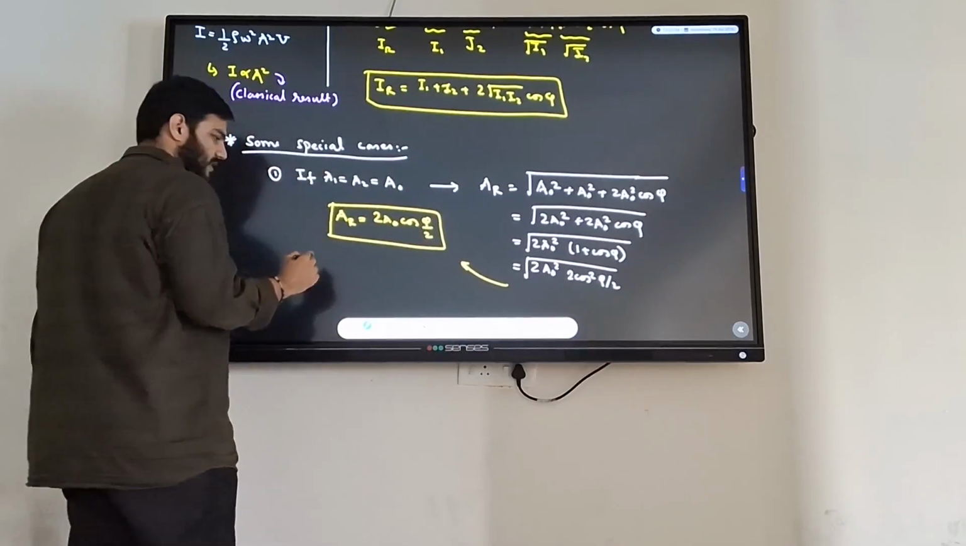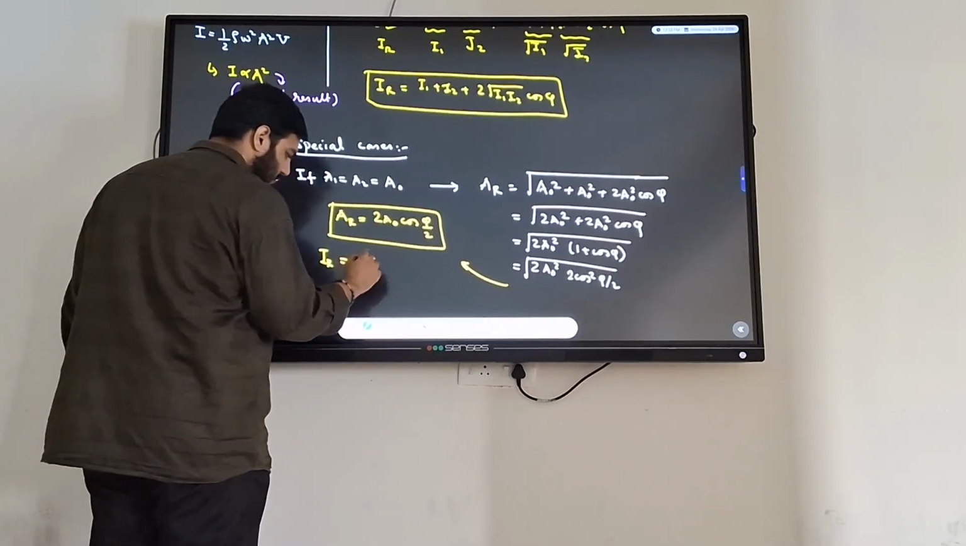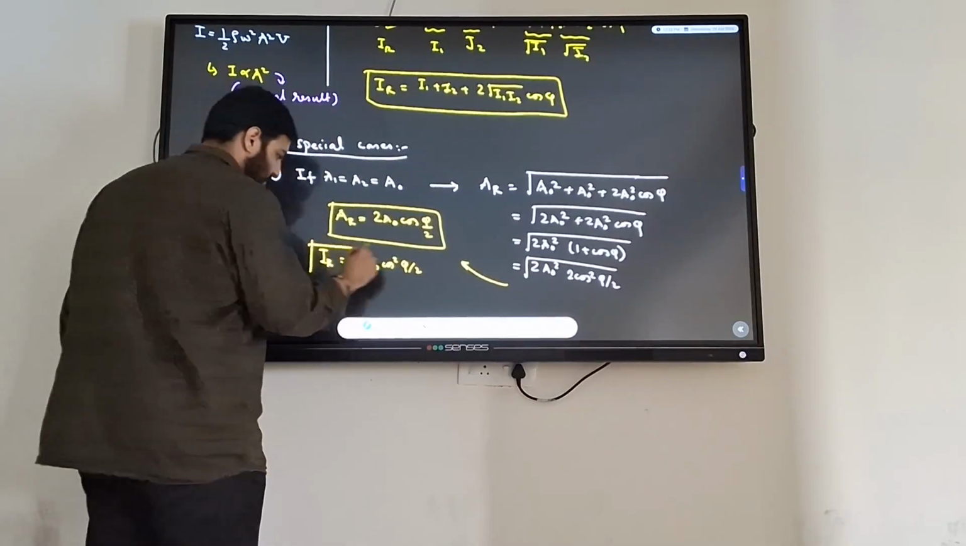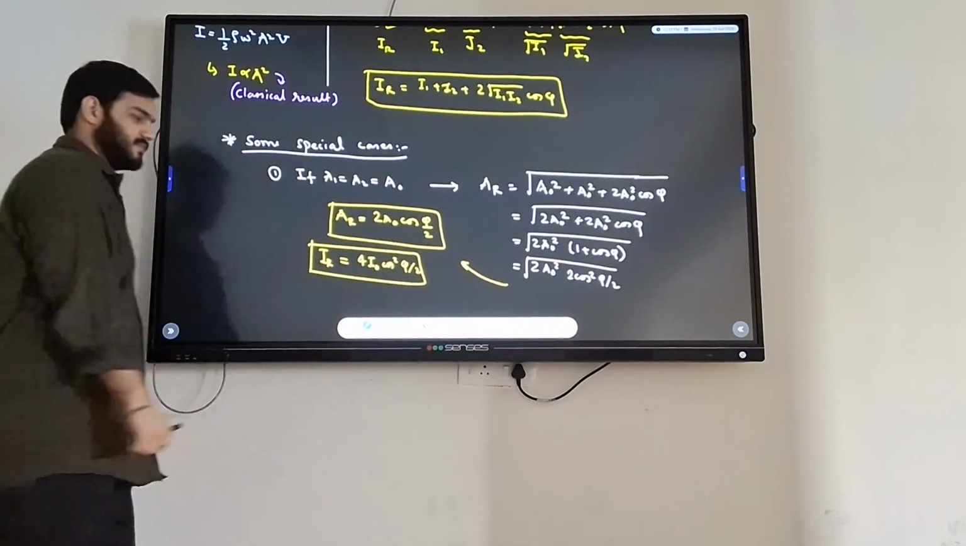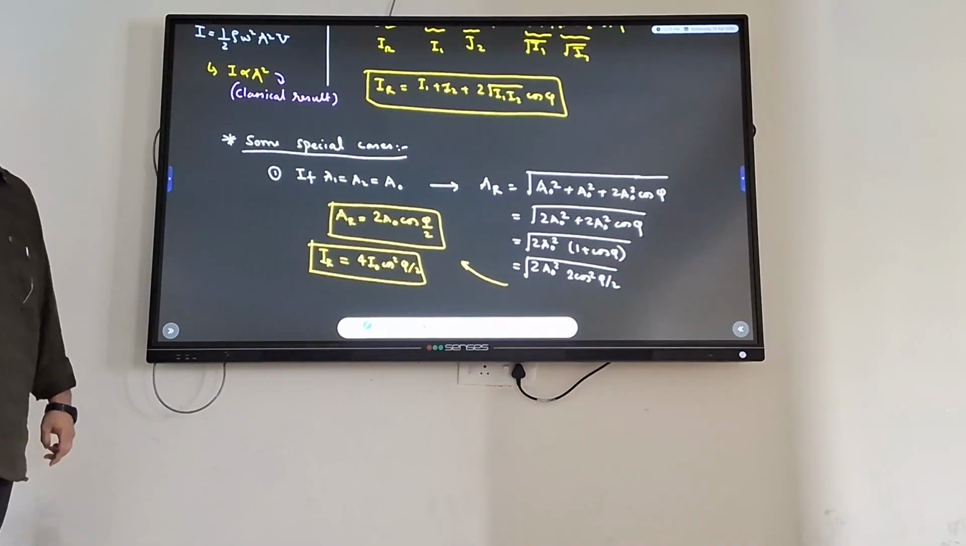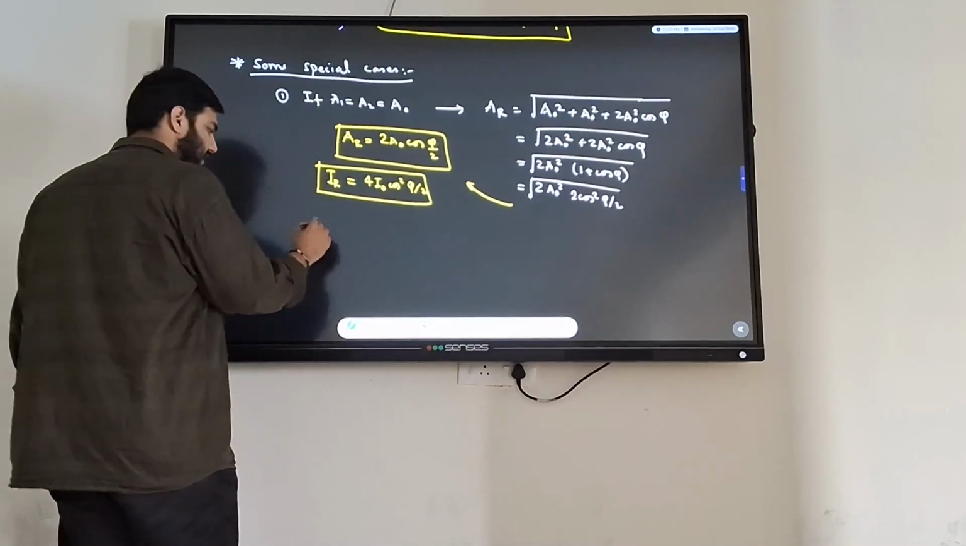If this is what you are getting, then now you have to check yourself that IR should be 4 I naught cos square phi by 2. Check this. You basically just have to square the equation, nothing else. Okay? What should be alpha here? Can somebody tell me that?